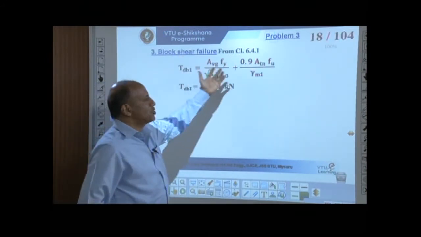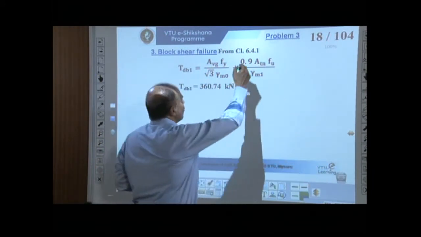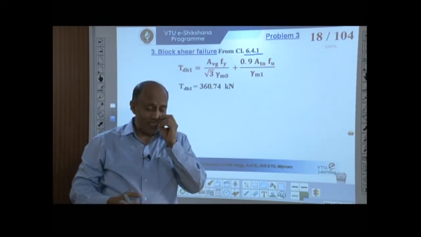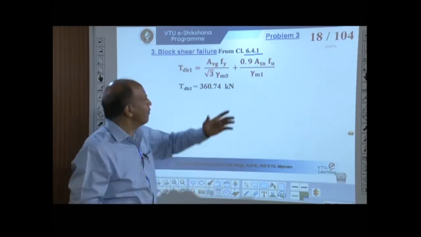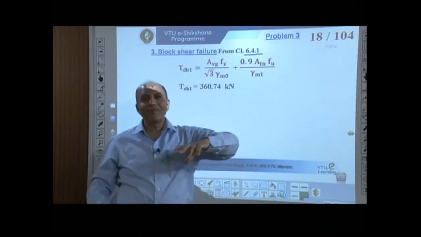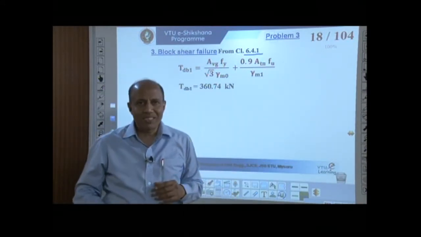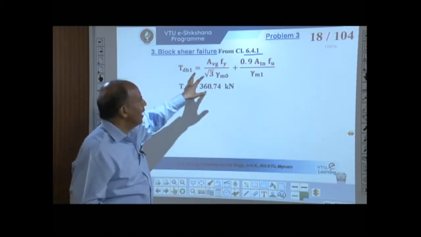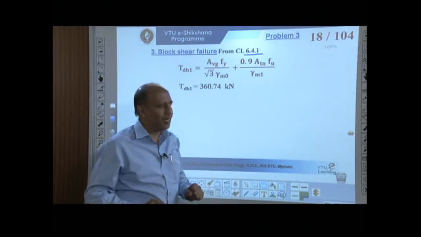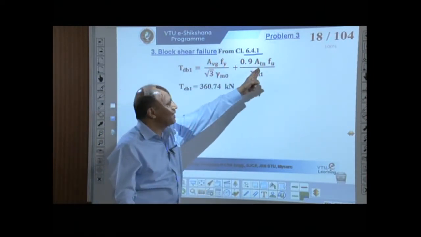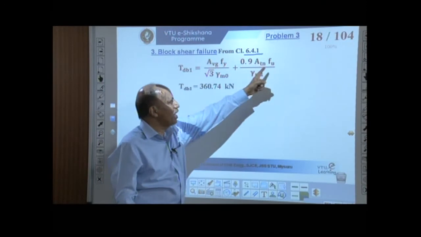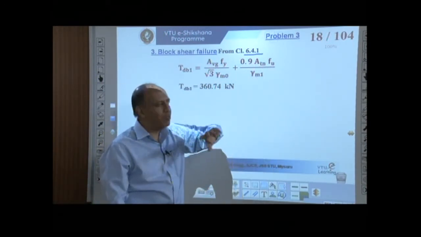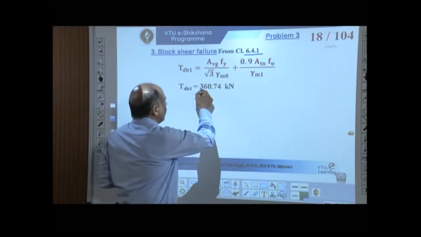Now, having done this, we substitute. Look at this, we have clause 6.4.1. You have to just understand these clauses; they are all in section 6. Once you are familiar, you don't need to remember any of these expressions. They are all available in IS 800-2007. You just open section 6, zero in on these expressions, substitute and get the values. We have calculated AVG, ATN in the previous slide. FY, FU values are given in the problem. Gamma M0 and gamma M1 are given in the problem. Substitute, simplify, you get the value of TDB.